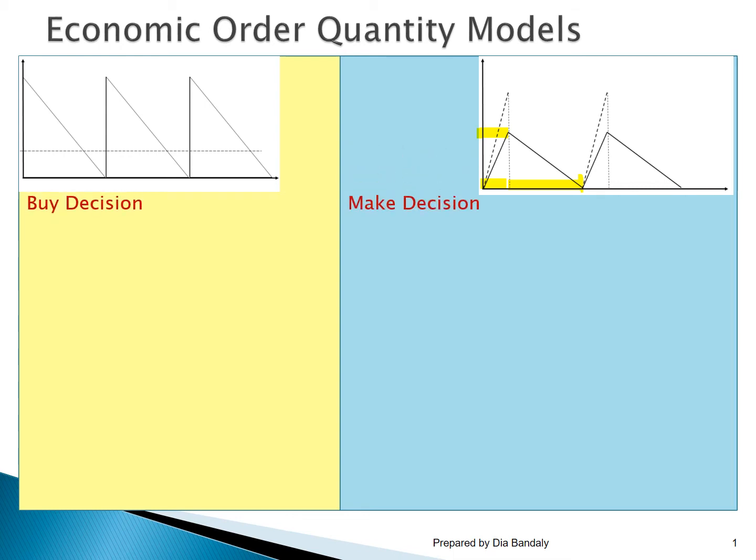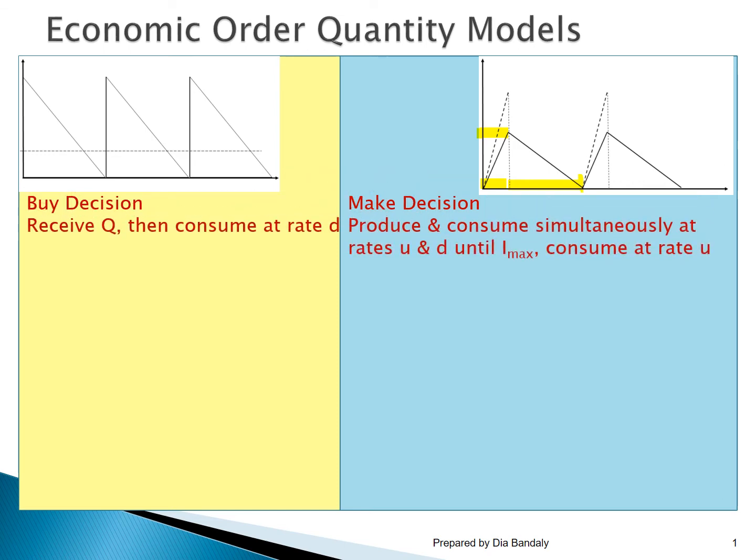We use the EOQ model for a buy decision, and whenever we have a make decision, of course, the best way to do it is to make the optimal quantity. That's why we use the EPQ. Now, in the EOQ model, we receive the quantity at one time, and then we consume it at the rate D, while in the EPQ, we produce and consume simultaneously in the first part of the cycle, and in the second part we simply consume.